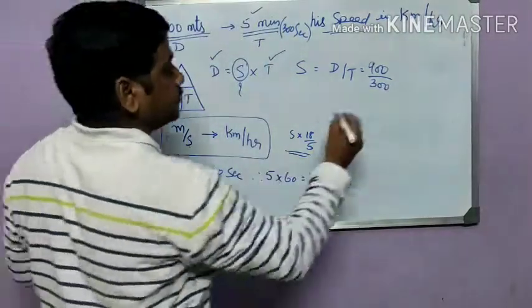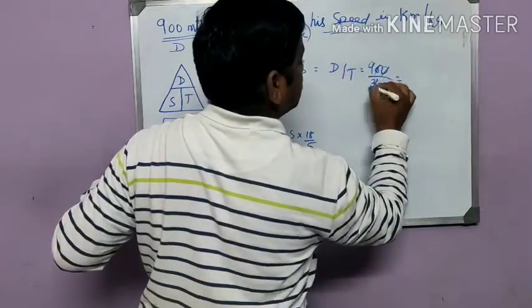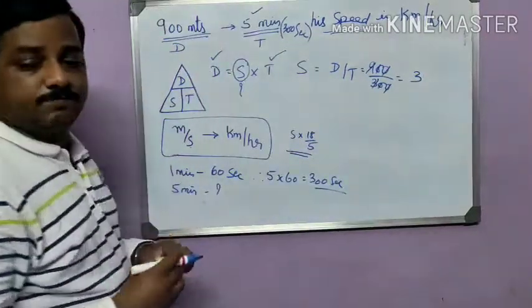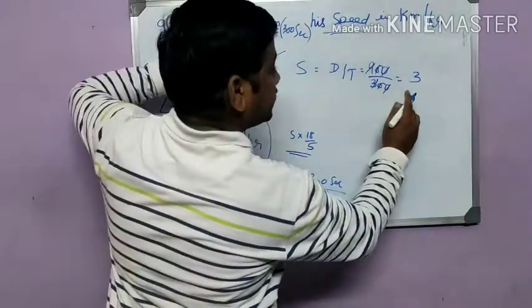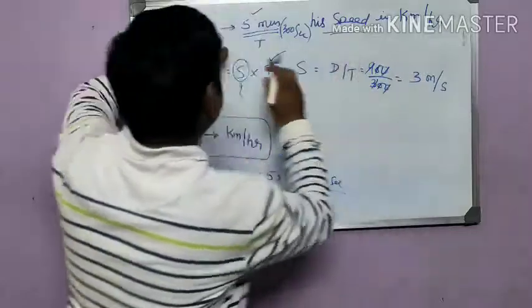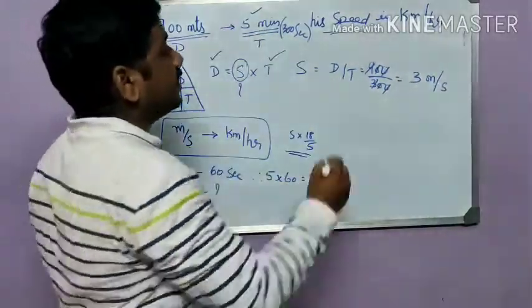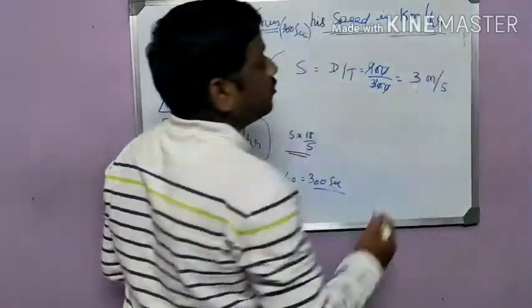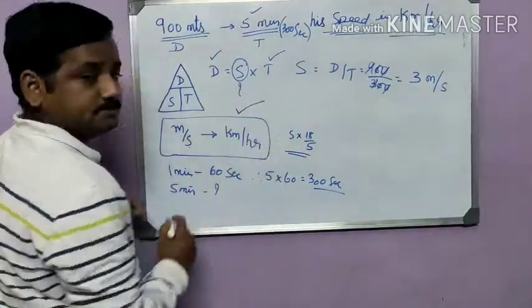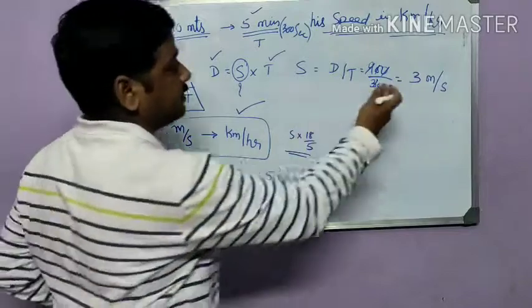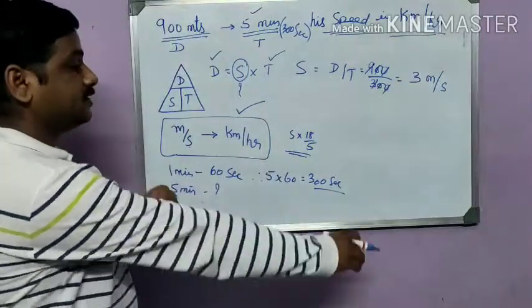So 900 by 300 is 3. The speed you got from this formula for this problem is 3, and the unit is meters per second. But they asked you to find the speed in kilometer per hour. So now apply this logic and get the answer in kilometer per hour. Let's see how to do that.